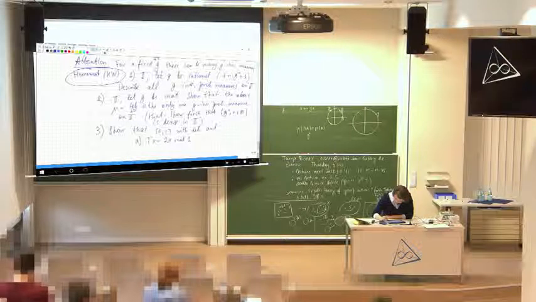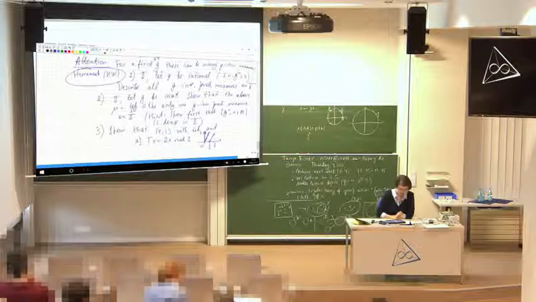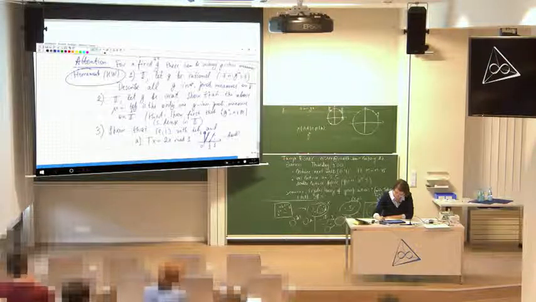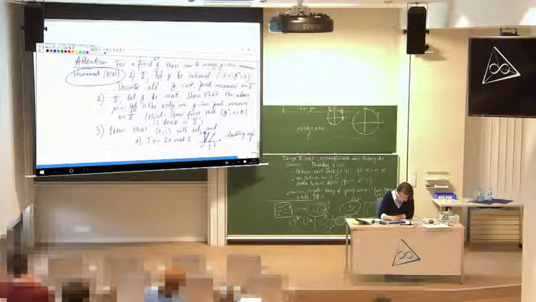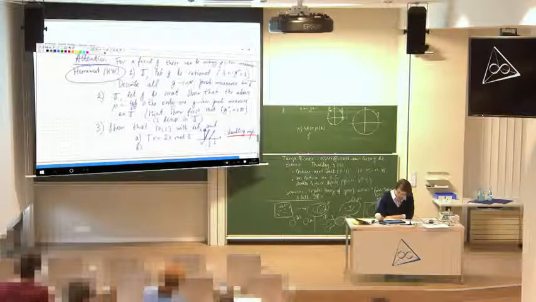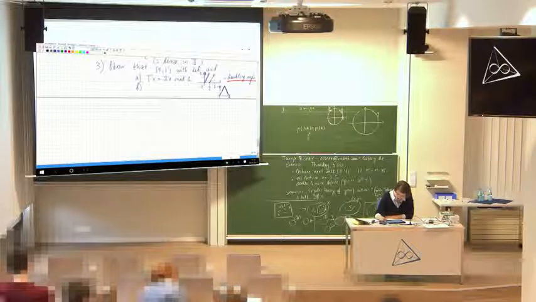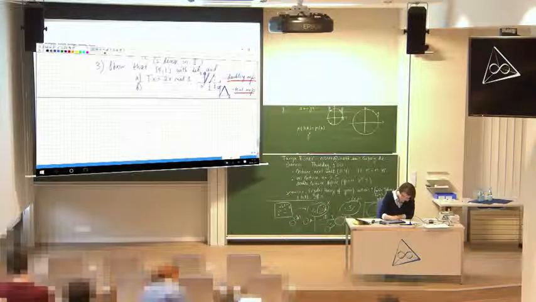So what kind of transformation is this? On [0,1], it looks like this, with 1/2 here. And this is the doubling map. Or a very similar map, which looks like this. This is the tent map. Okay, now the formula: Tx is 2x mod 1.